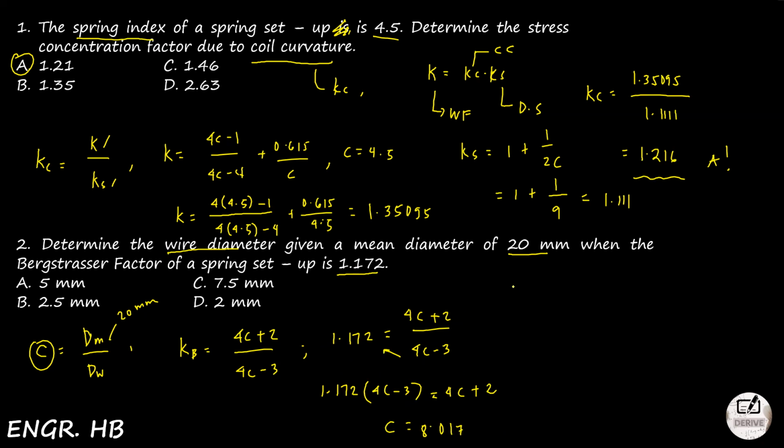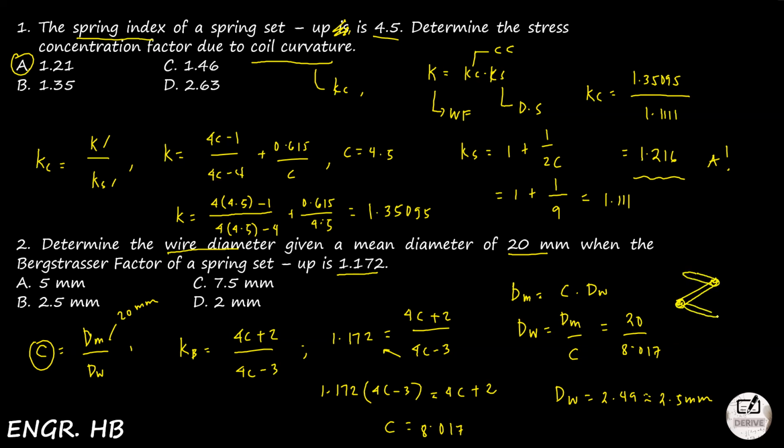So ayan, our dm is equal to C times dw, pero ang hinahanap is dw. So dw is equal to dm over C. So that was 20 mm divided by 8.017, and our wire diameter is 2.49 or 2.5 mm. So reasonable naman yung value kasi maliliit talaga yung wire diameter ng mga spring, ayan lang si wire diameter. Okay, so reasonable yung value. So the answer is 2.5. So the answer is letter B.